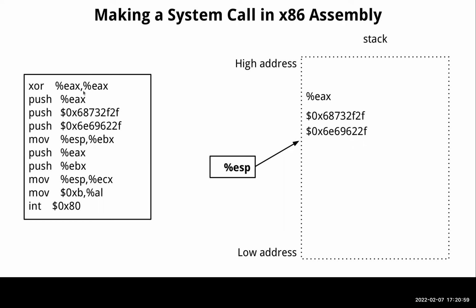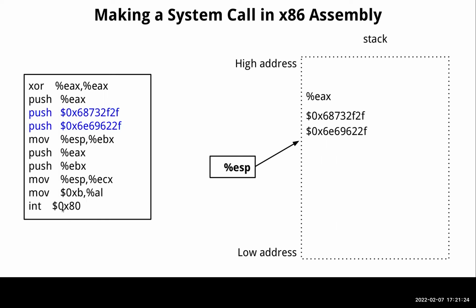EAX was 0 after this one, right? This one doesn't change EAX. This one pushes again, but doesn't change EAX. This one changes EAX. AL is part of EAX. Remember that? So we are moving the number 11 to EAX. Now EAX has the number 11. So after that, we make the system call with the int instruction.